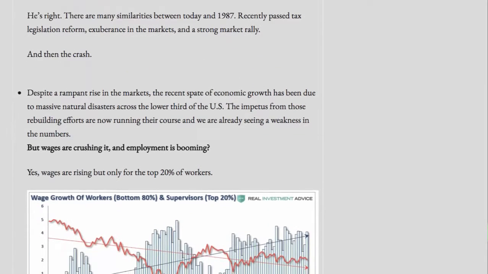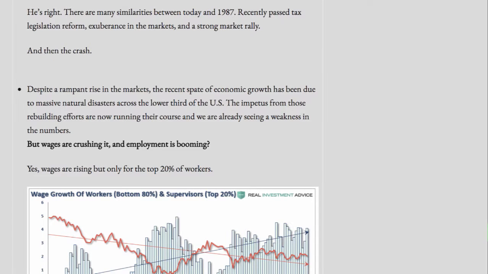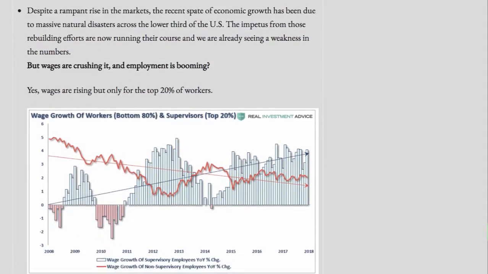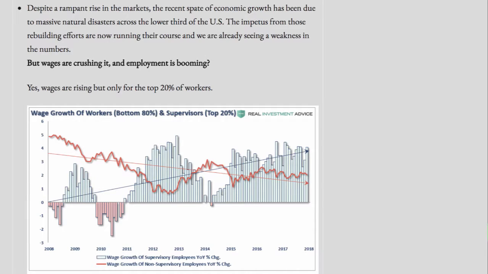There are many similarities between today and 1987. Recently passed tax legislation reform, exuberance in the markets, and a strong market rally, and then the crash. Despite a rampant rise in the markets, the recent spate of economic growth has been due to massive natural disasters across the lower third of the U.S.